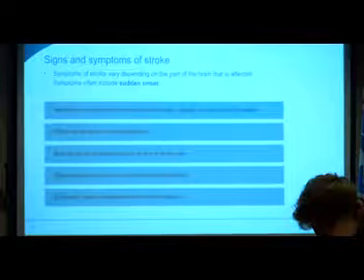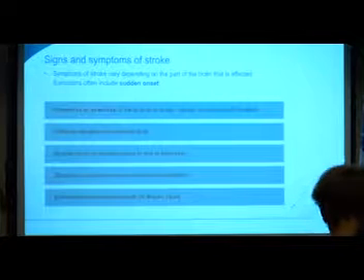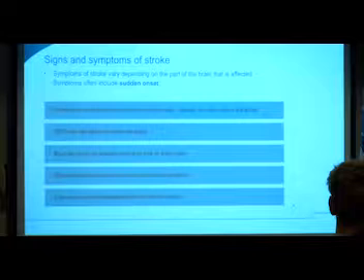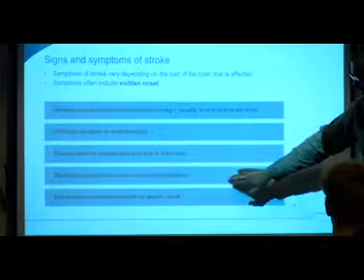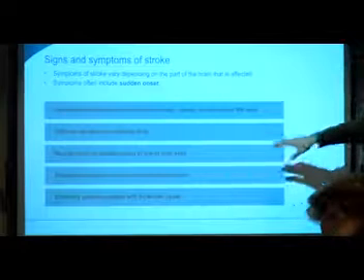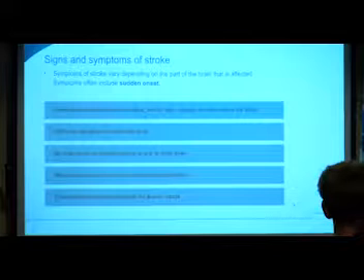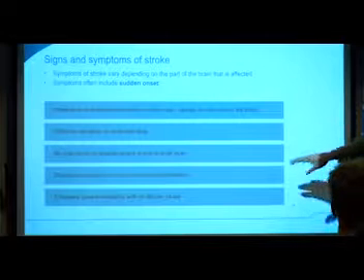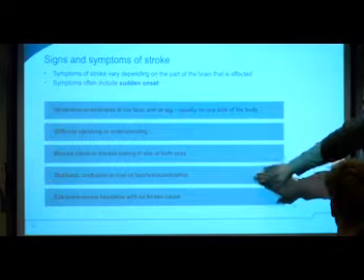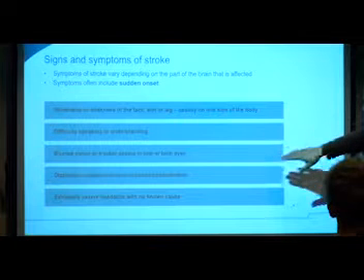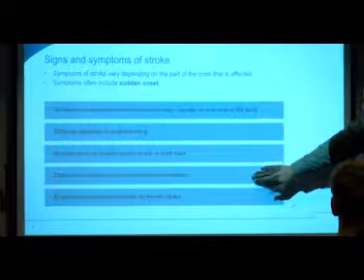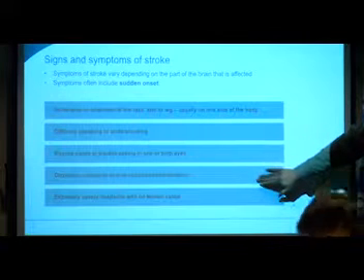Blurred vision, trouble seeing in one or both eyes, again, a very common symptom. Dizziness, confusion, loss of balance, coordination, that's the tricky one, where it typically doesn't factor into some of our commonly used stroke scales. When we do the United Stroke Scale, we don't necessarily check for dizziness, confusion, but always know posterior circulation, and we'll talk about what posterior circulation is.